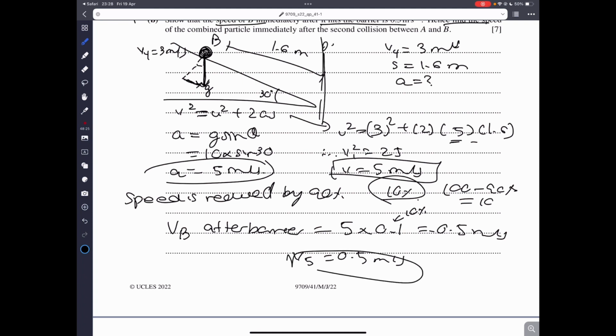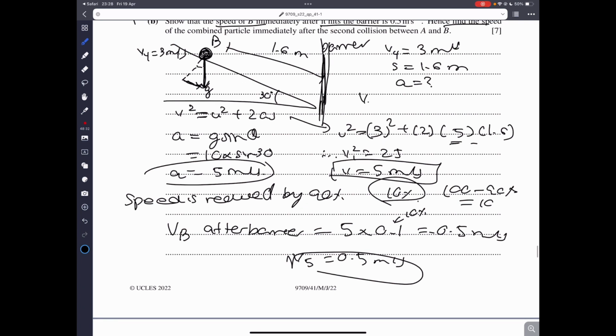There's a barrier here. After it hits the barrier, its speed is reduced by 90%. The VB is reduced to 0.1 VB because it's reduced by 90%.